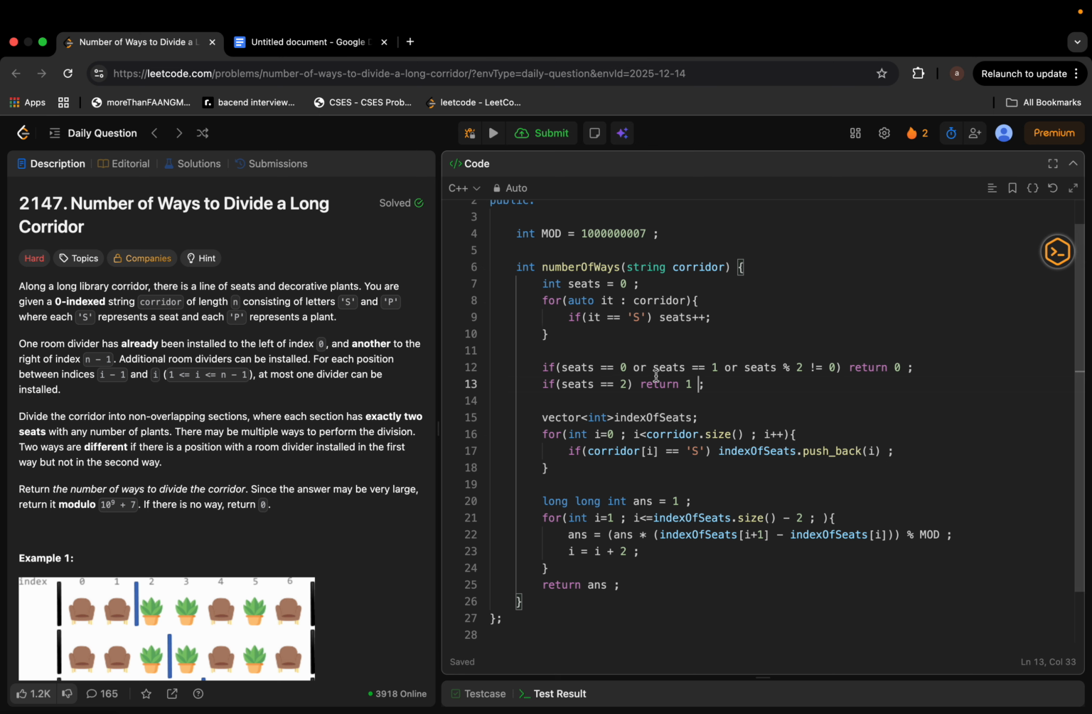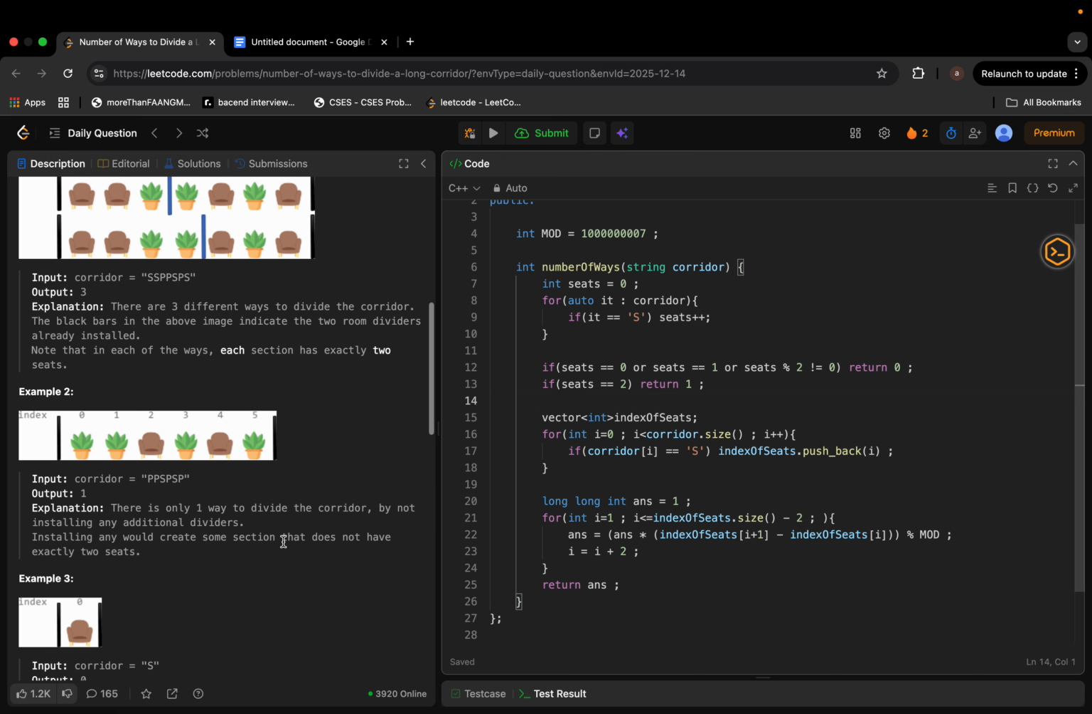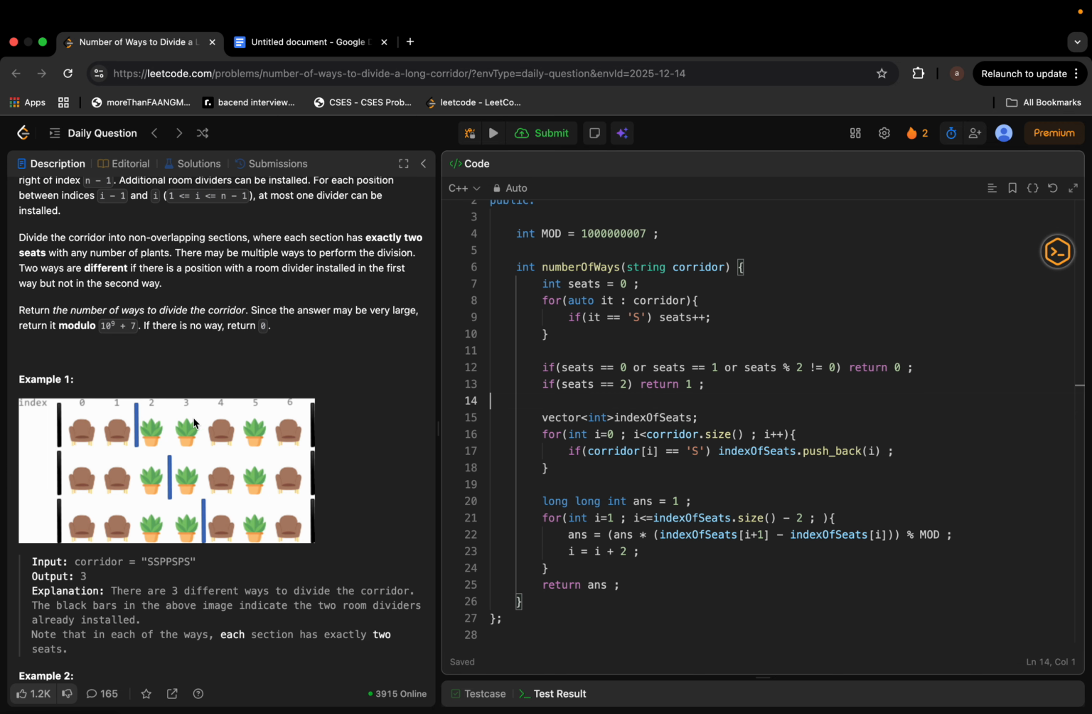Now if seats are 1, can we do something? No, we can't. It is also provided here, you can directly see. Also, this one is important. Let's say seats are in odd numbers. Can we ever make the correct number of ways to divide the corridor? We can never, because let's say we have 7 seats, 7 modulus 2. Then we will always have 2, 2, 2 and a 1, so one seat will never make a pair. So we have to return 0 for these cases.